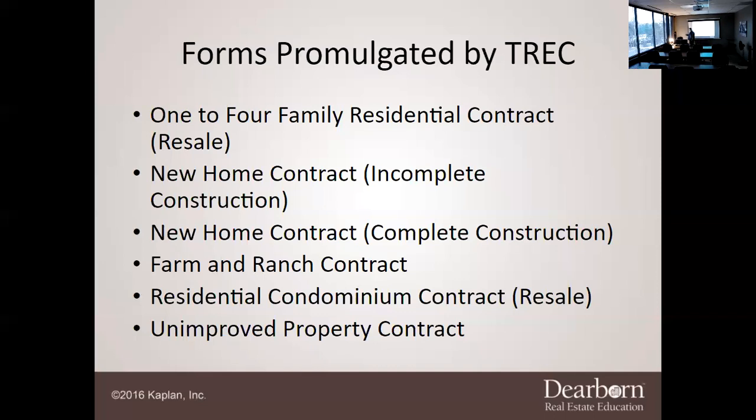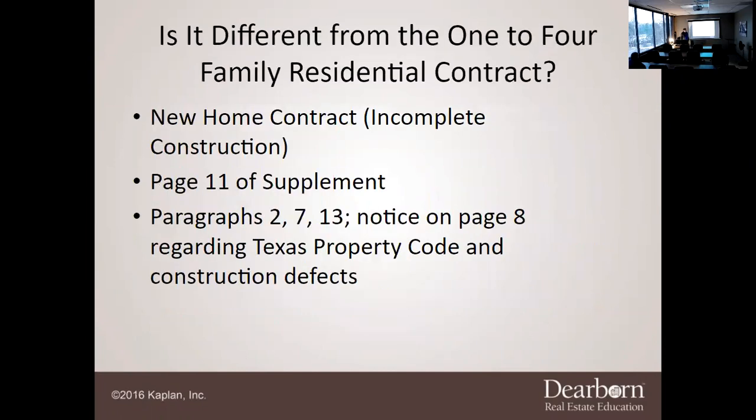So there are multiple types of contracts that you will use. However, the very first one is the one you're going to use probably 90% of the time. The 1 to 4 family residential resale contract will be the contract that you're going to use. This evening, we're going to look at these contracts, but the whole point is: is it different from the 1 to 4 family residential contract? We're going to look at each of these contracts tonight, and we're going to start off with the new home contract, the incomplete construction.